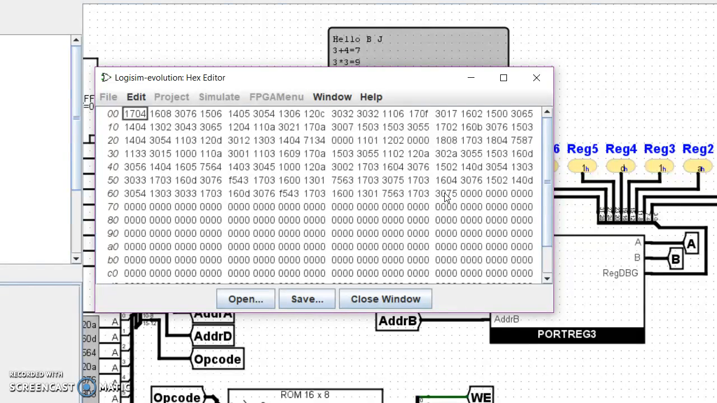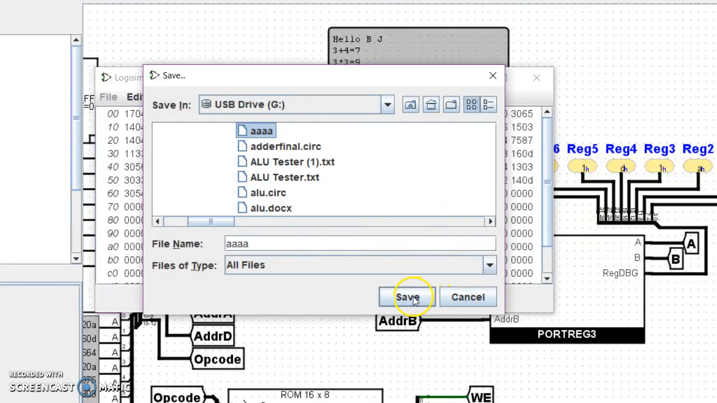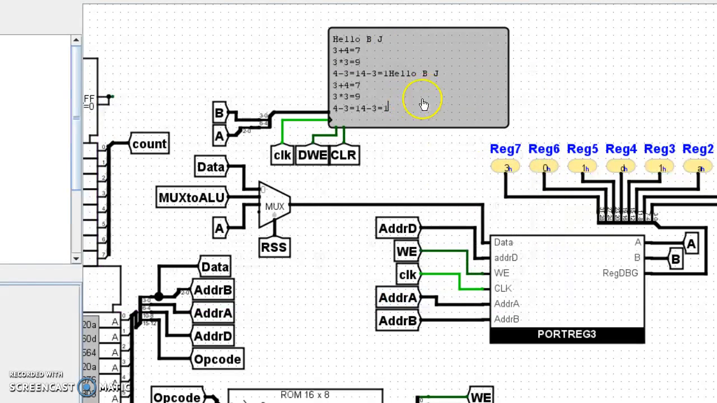Anyways, I got the hello to work. I got the BJ, brother Jack, and this worked well. I had a little bit of struggle on the 3 times 3 is equal to 9, but I wasn't sure what to use, so I used a 5.